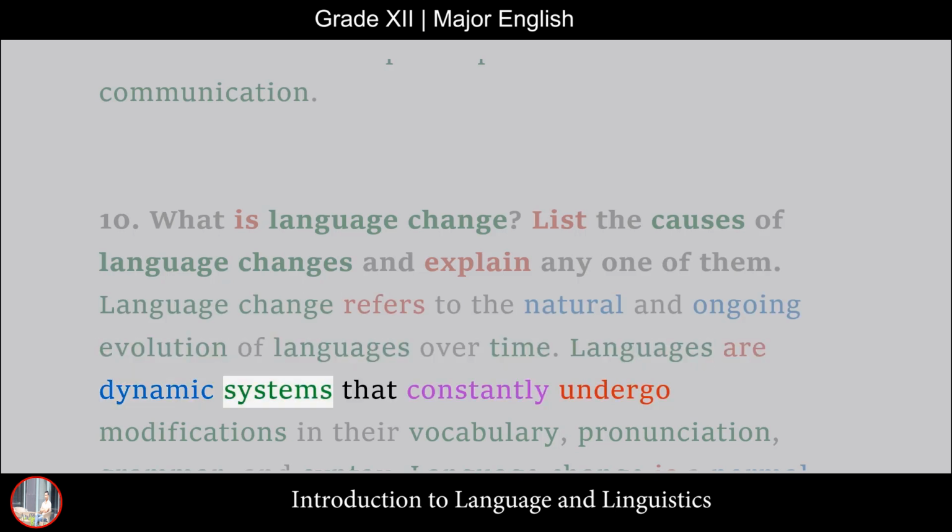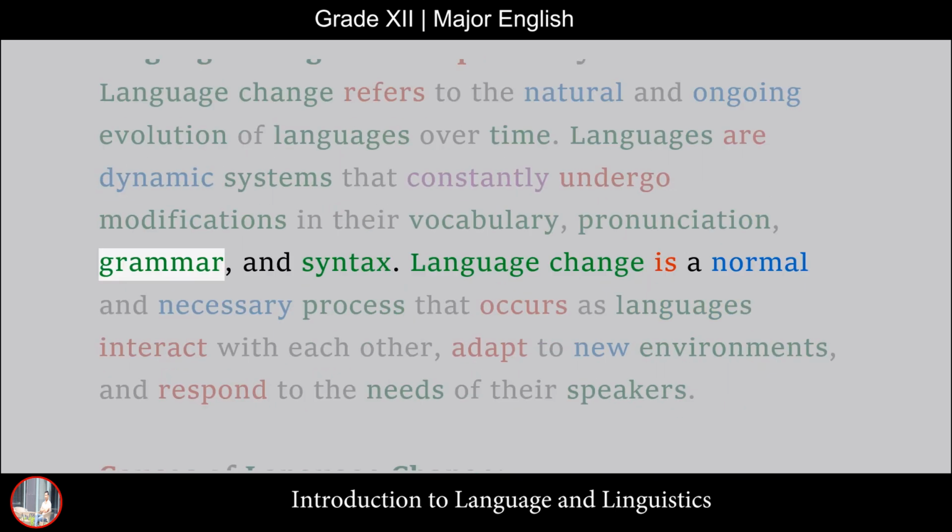Languages are dynamic systems that constantly undergo modifications in their vocabulary, pronunciation, grammar, and syntax. Language change is a normal and necessary process that occurs as languages interact with each other, adapt to new environments, and respond to the needs of their speakers.